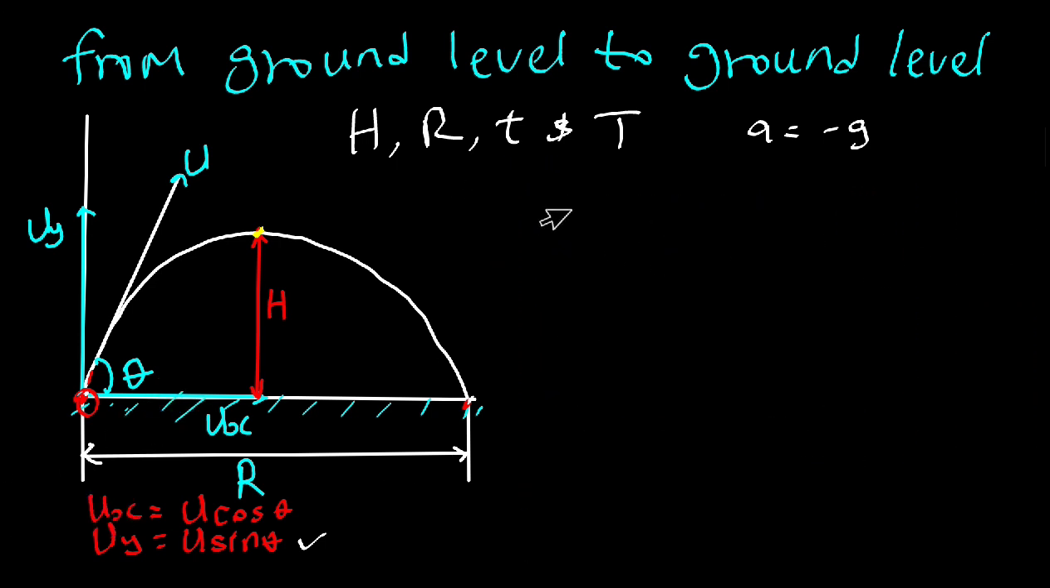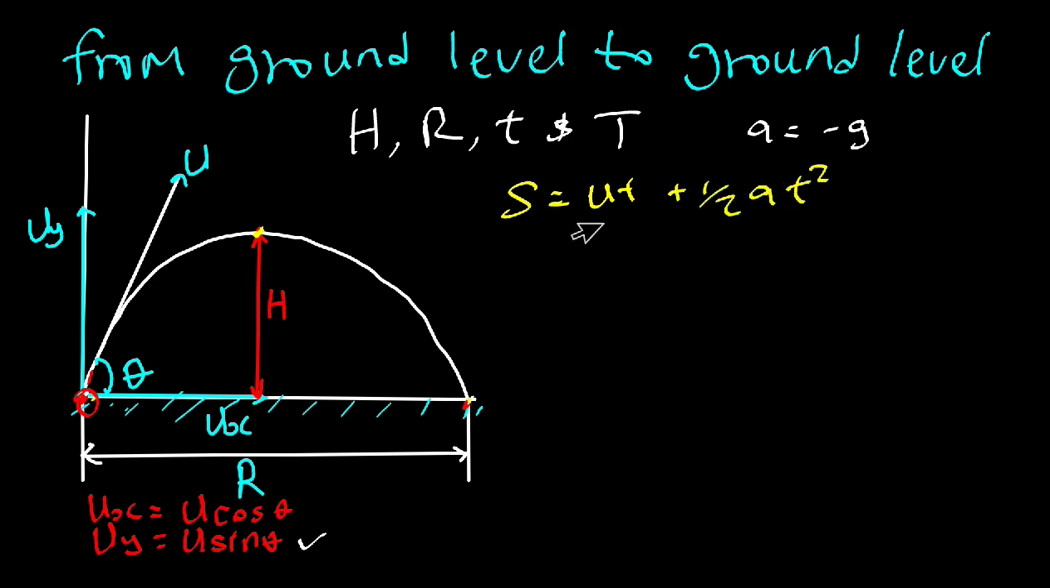Remember, all of these formulas are based on this case from ground level to ground level. That's from this point to this point on the same plane. So let's use this formula: s equals ut plus half at square.